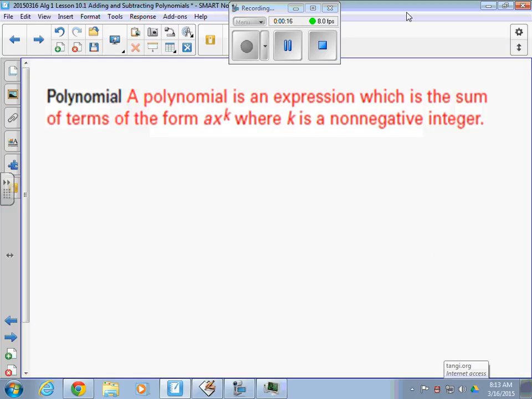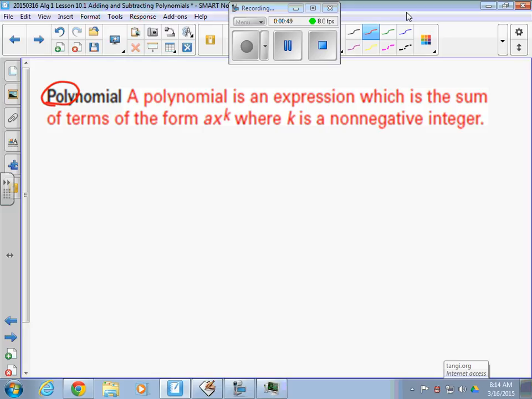First one is, what is a polynomial? The prefix poly means many. Think of polytheism. You may or may not have learned about Roman gods and Greek gods and stuff like that. But that was being polytheistic, meaning believing in more than one God. Same thing with this. Poly is more than one term. So a polynomial is an expression which is the sum of terms of the form ax to the k power, where k is a non-negative integer.